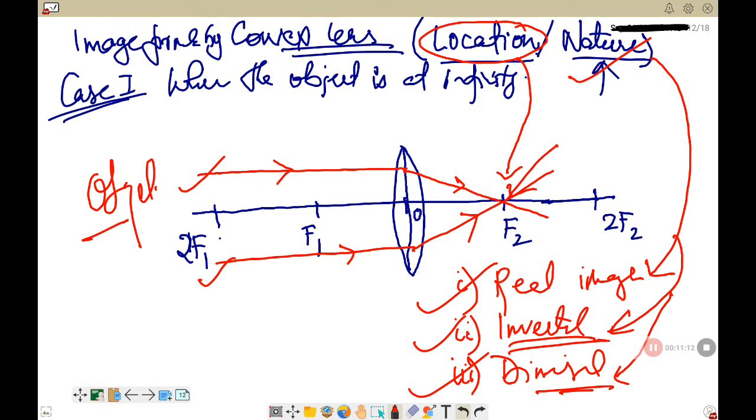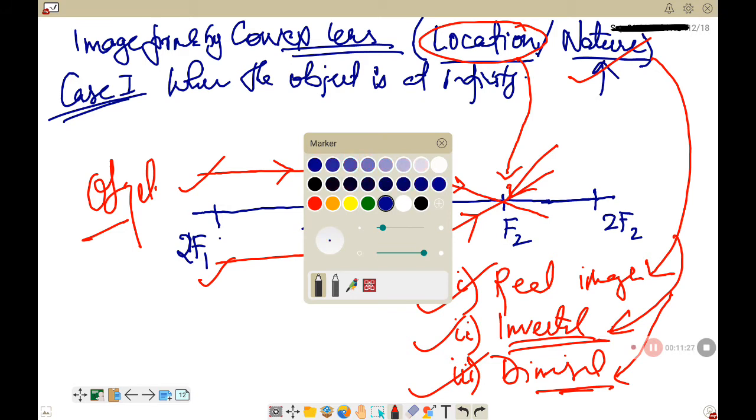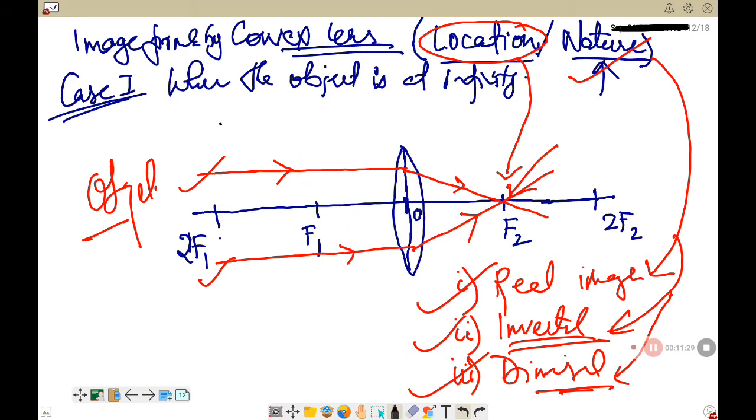Now if these rays were not parallel to the principal axis, but the rays were parallel to one another, all right, let me change the color of my pen so that it becomes quite understandable.